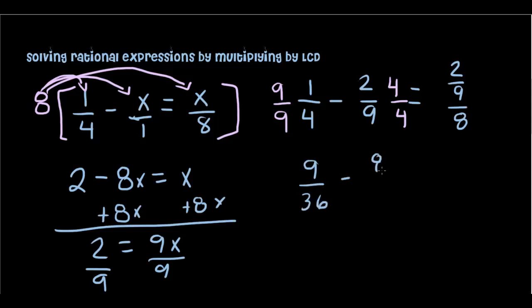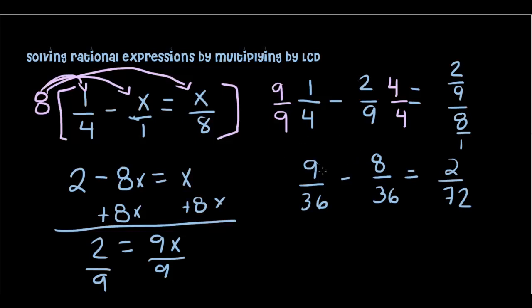minus 8 over 36. And this is supposed to equal, this is similar to what we were doing last class. This is the same thing as 8 over 1. So we just multiply the outsides. 2 times 1 is 2. 9 times 8 is 72.